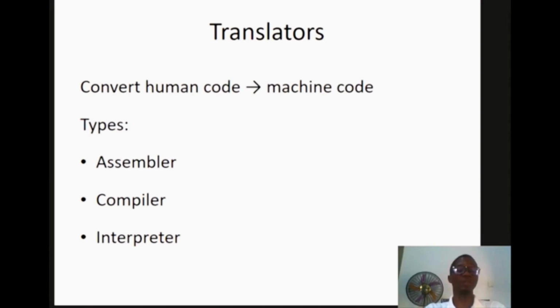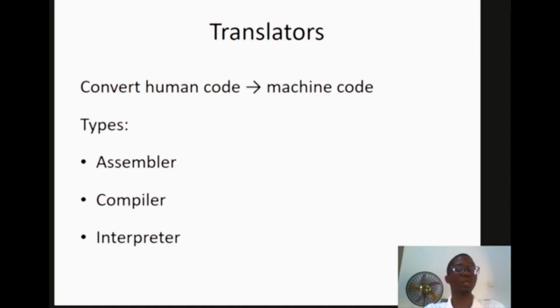Then we have translator, an example of system software. Now, what is a translator? A translator converts human code to machine code. So what does that mean? Like before now, we all know that computer only understands zeros and ones. But if you notice, you've never typed 0 or 1 while using your phone or your system. So how does it work? It actually uses what they call a translator to convert.